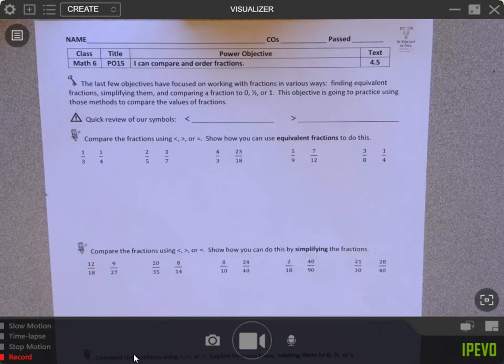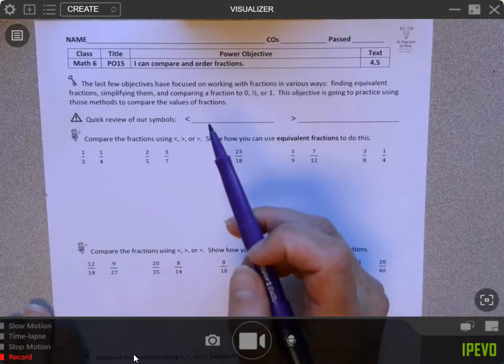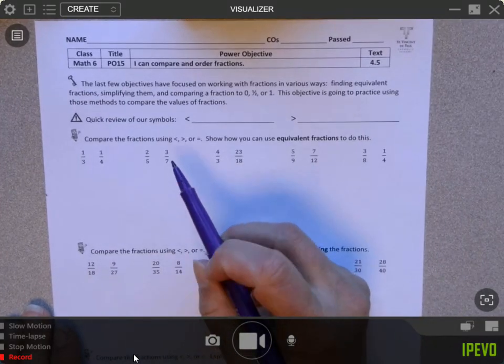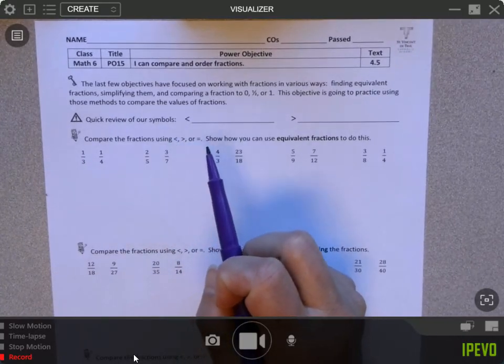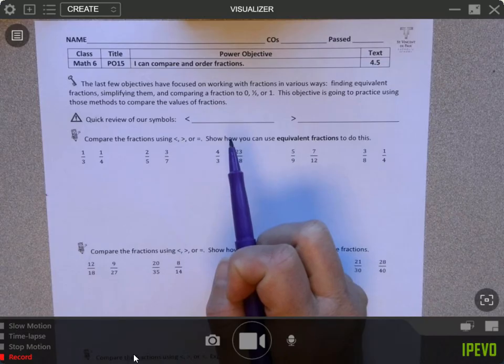PO15 is I can compare and order fractions. There's not a lot of notes on this one, so I didn't copy off notes for my friends who need that. So, we have been working with those fractions a lot. The last few objectives have focused on working with fractions in various ways.